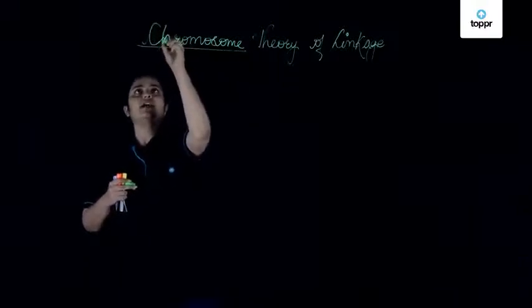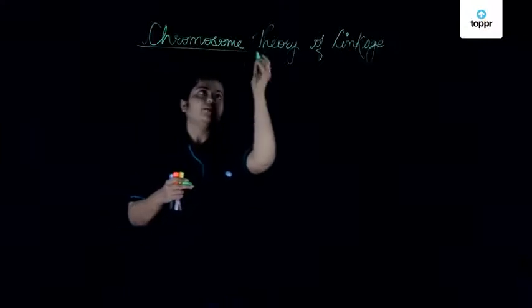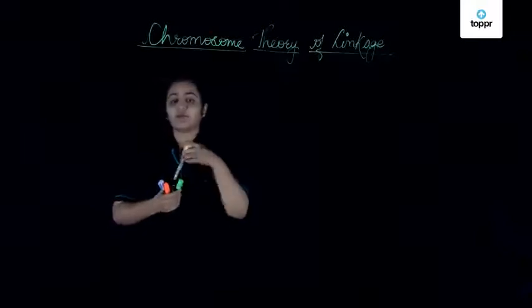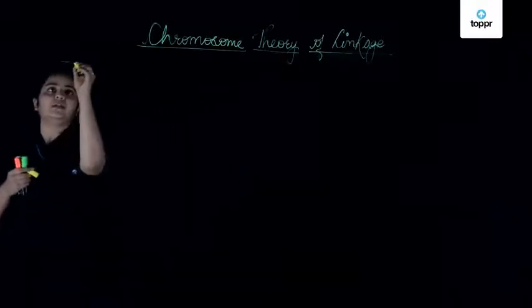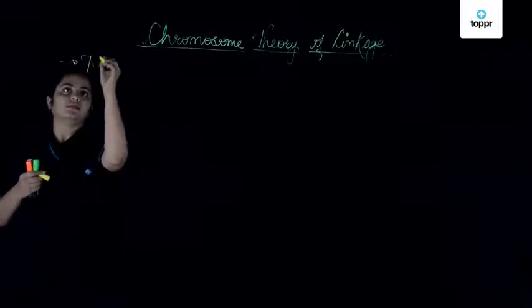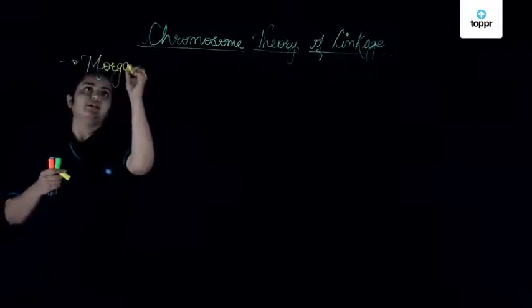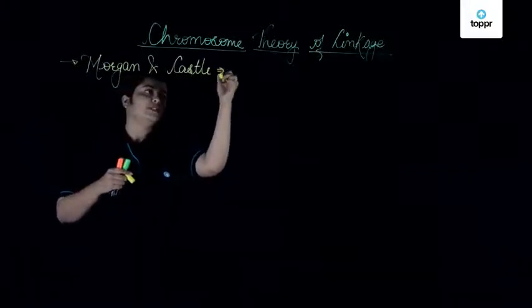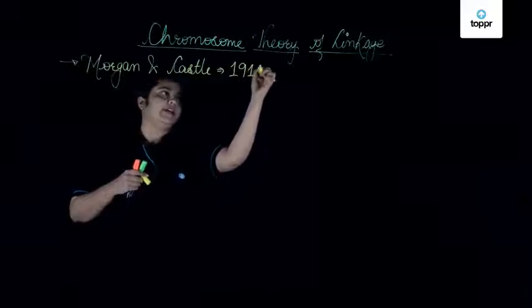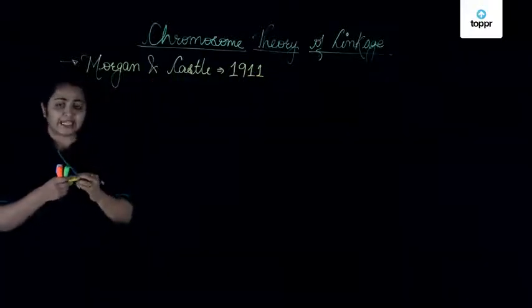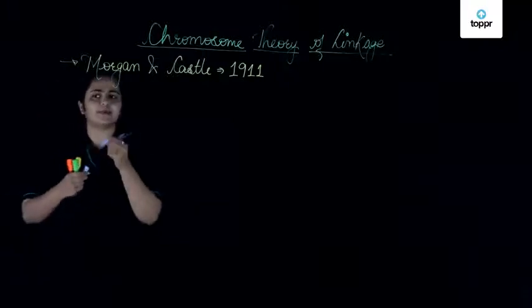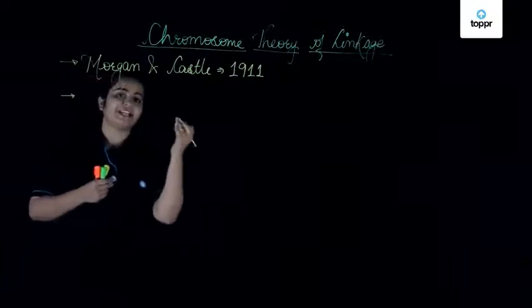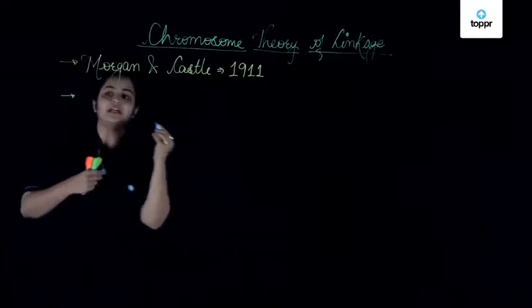This theory was put forward by none other than the father of experimental genetics, Morgan. But Morgan was not alone. Morgan, along with Castle, put forward this theory in the year 1911. So what exactly did they postulate in this theory? What exactly was told by them? Firstly, this theory stated that the genes which have a tendency of linkage always remain on the same chromosome.